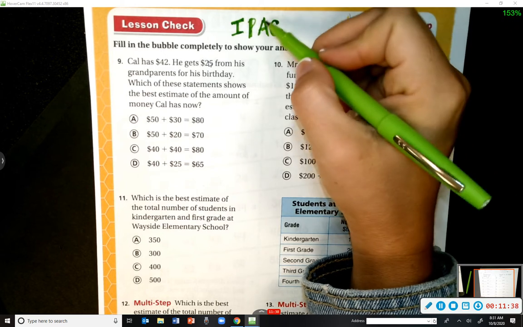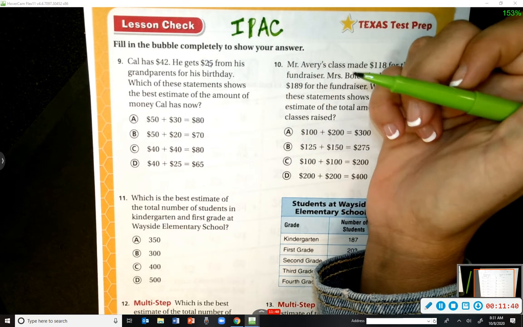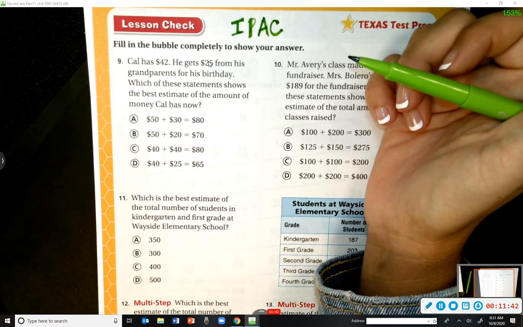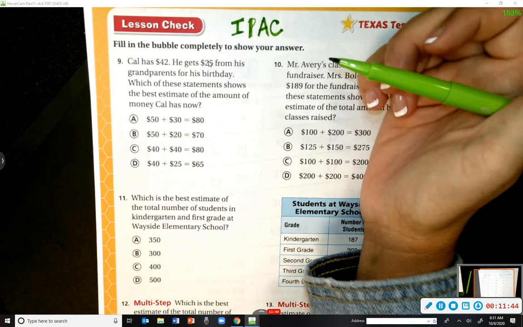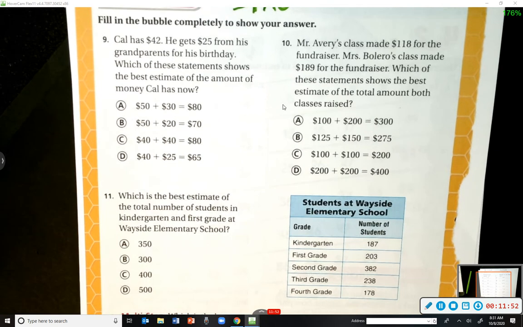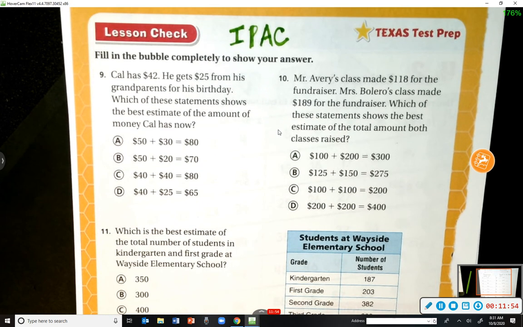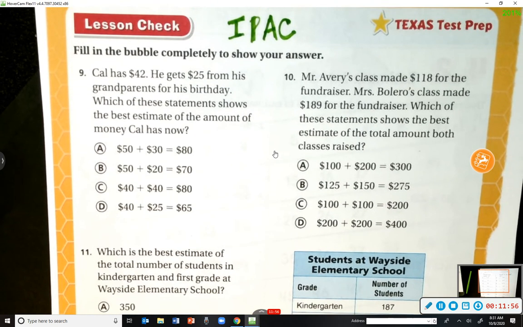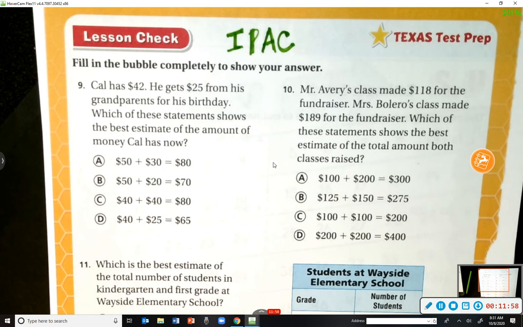So let's go through number 9 using our IPAC strategies. Who wants to read number 9? All right, Kelsey. Cal has $42. He gets $25 from his grandparents for his birthday. Which of these statements shows the best estimate of the amount of money Cal has now? Okay, so let's start with the information.